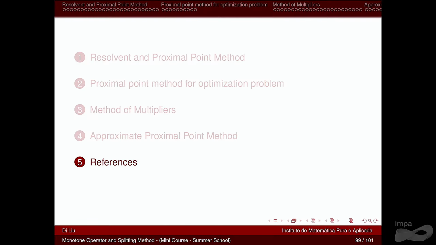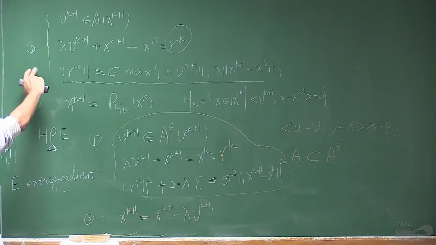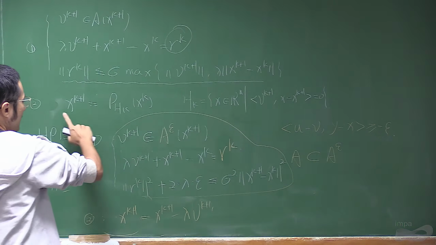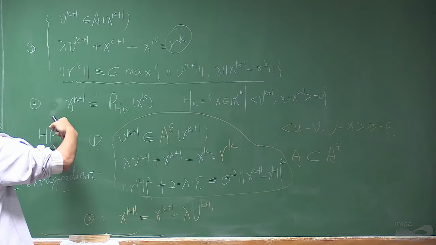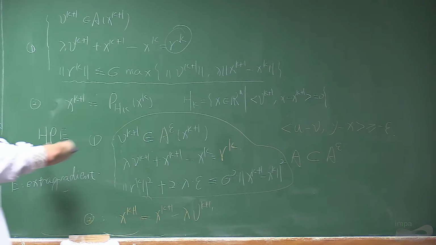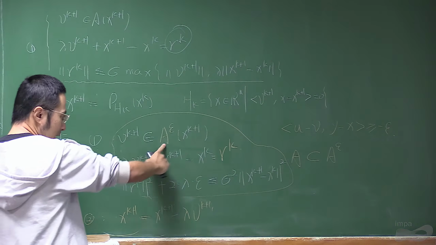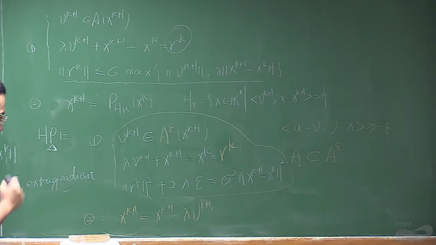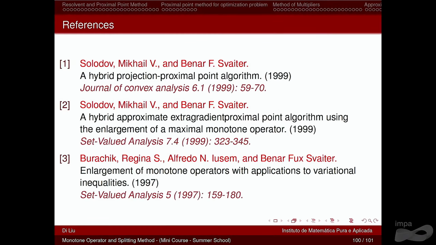In one word, we have three kinds of algorithms. First, by Rockafellar, which has summable errors. The second, by Solodov and Svaiter, which only has errors in the system with a relative error criterion and with a projective step, or projection type step. And the third is HPE. You have two errors, one error in the operator, one error in the system, and also a relative error criterion. And last, you have an extra gradient step. Here are the references.